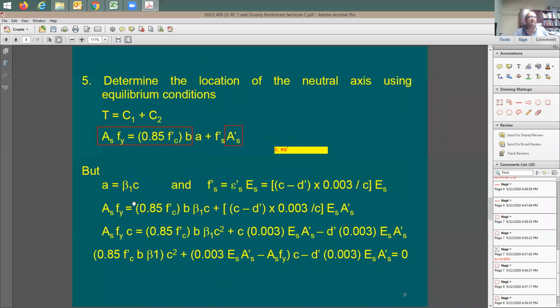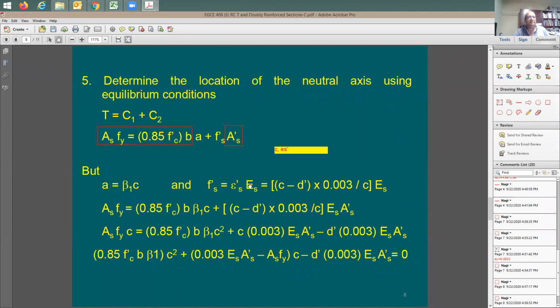All right, let's look at it. To get rid of a and use c instead, I'm going to say a is going to be equal to beta 1 times c. Therefore, c is going to be equal to a divided by beta 1. Fine, this is good. How about for the stress and the strain in the steel? I'm going to say the strain in the steel is going to be equal to F prime S divided by ES.